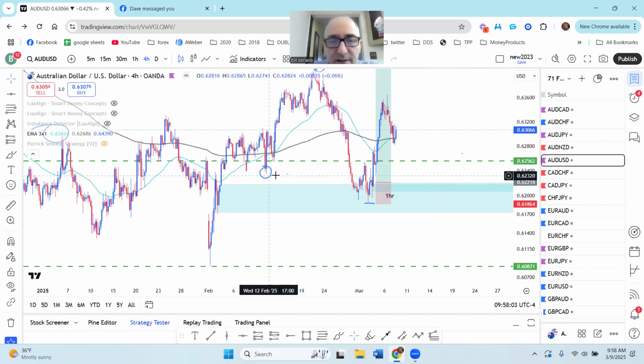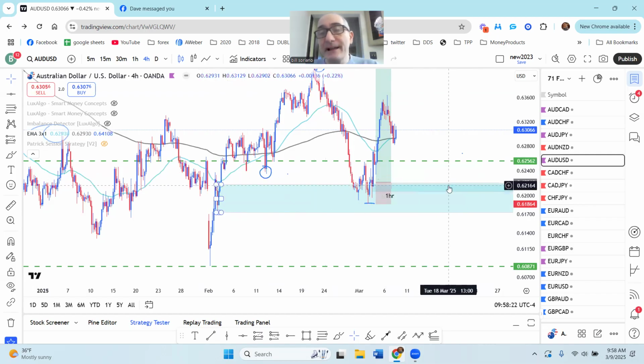Now, to me, not all changes of character are valid. One reason that could invalidate a change of character is: is there an imbalance right above or below where price is moving? And of course, there is right here. We have an imbalanced 4-hour supply zone right here. So that kind of invalidates that change of character for me anyway.